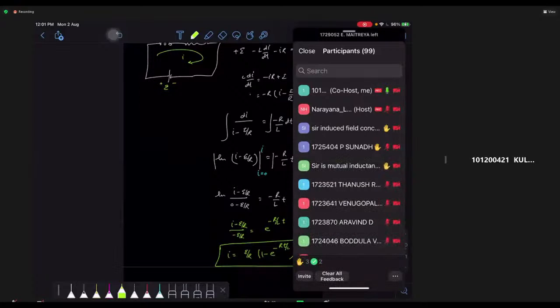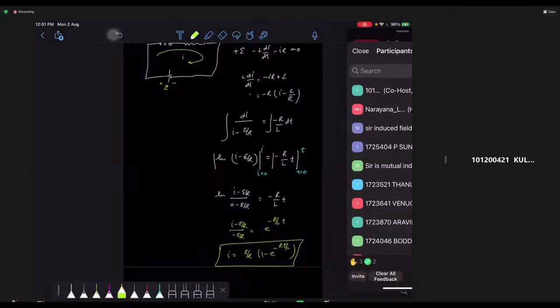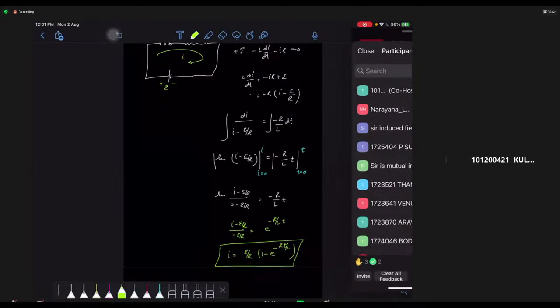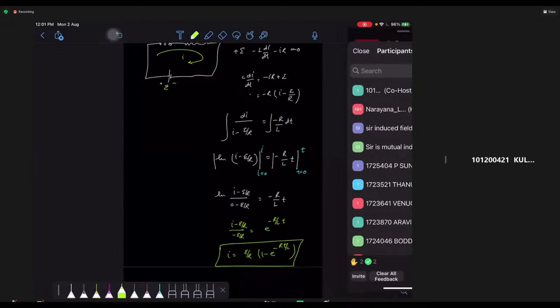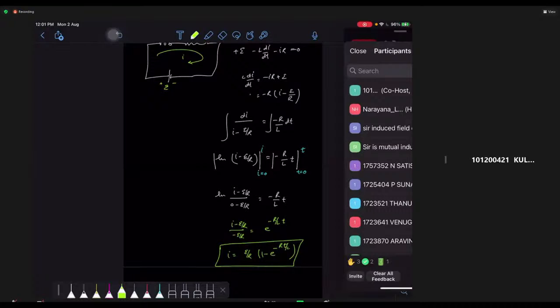Yes, Sunath. Sir, growth circuit means I is positive or di by dt is positive. Growth circuit means current is increasing. So when current is increasing, di by dt is positive. Okay, sir.